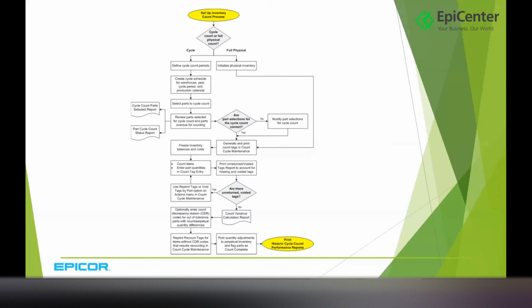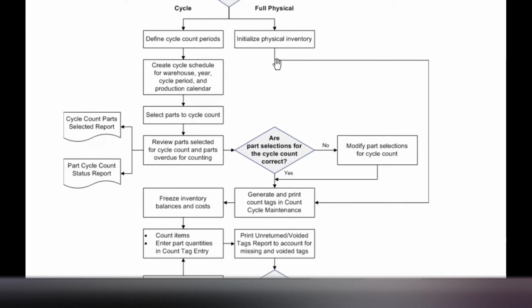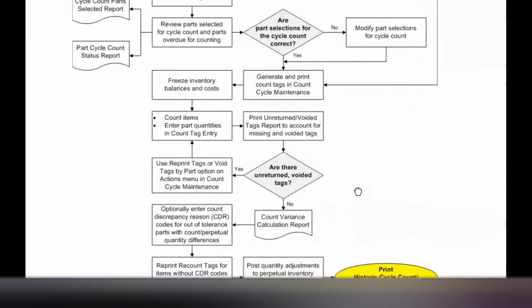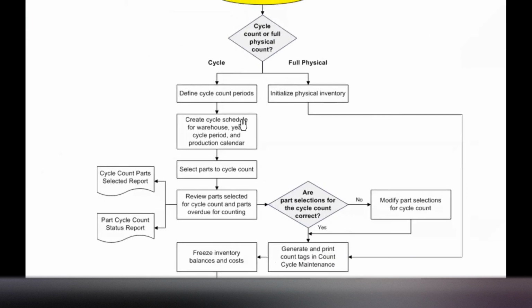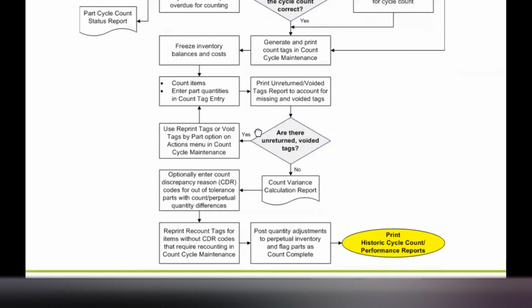So if everyone can read the eye chart. For setting up counting in Epicor, there's 2 ways. You can have your full physical, which you can see on the right is a much shorter streamlined process. And then you can have your cycle count. After you initialize your physical inventory, it really flows. Cycle and physical follow the same process at the end. Except for the cycle counting, we just have some more definition that we have to set up. And as we go through, as you can see, they both follow the same path.